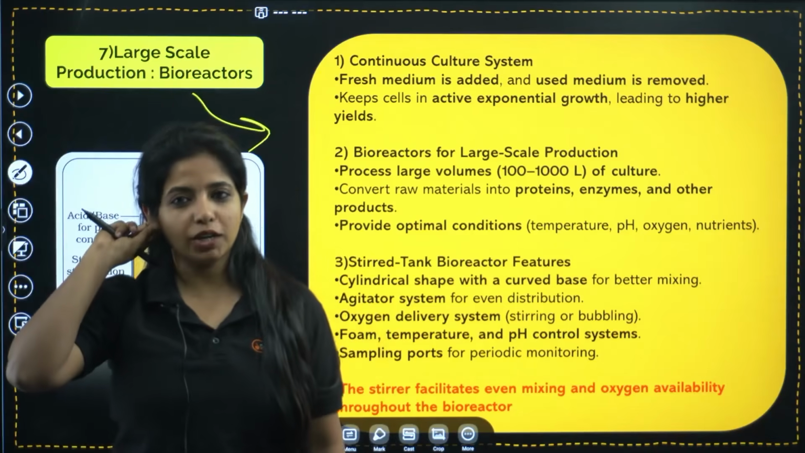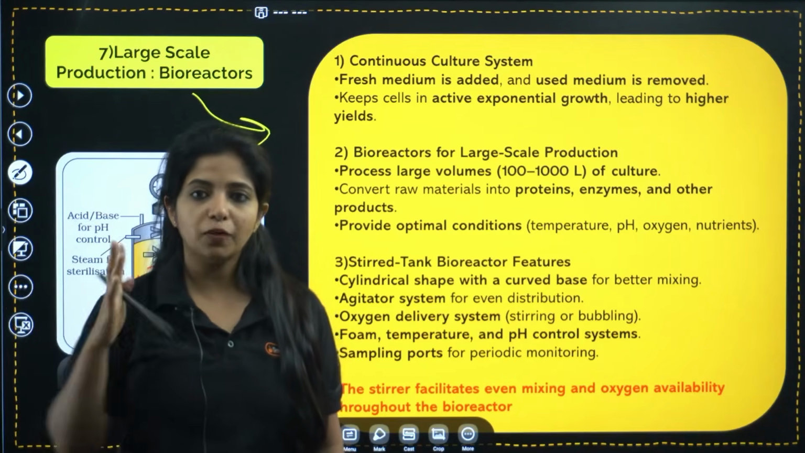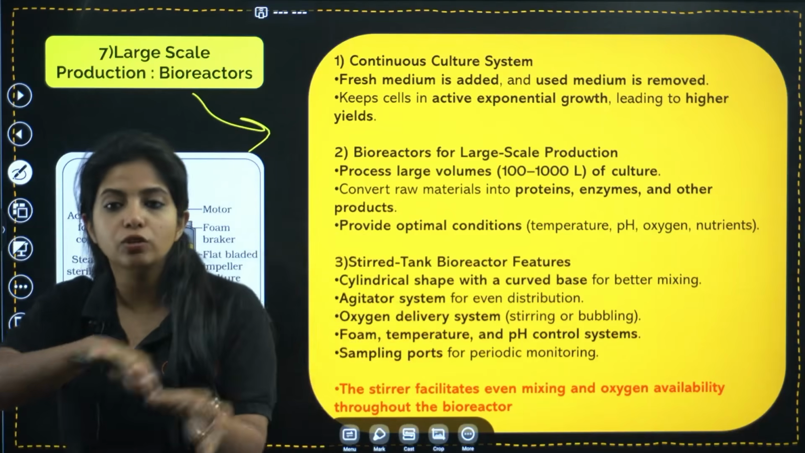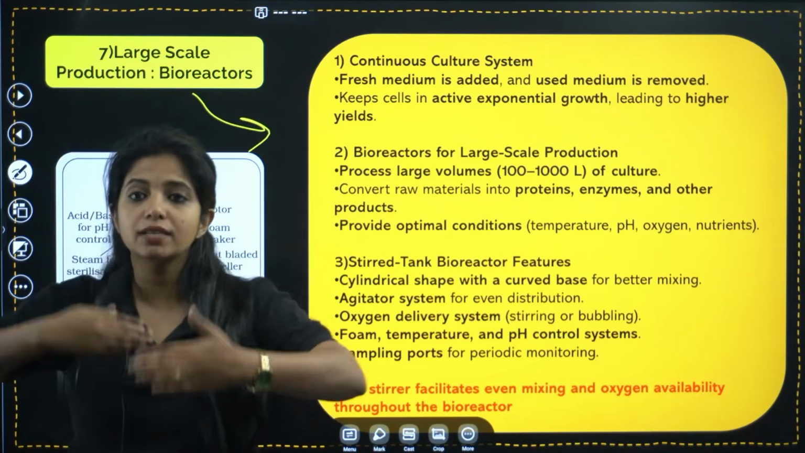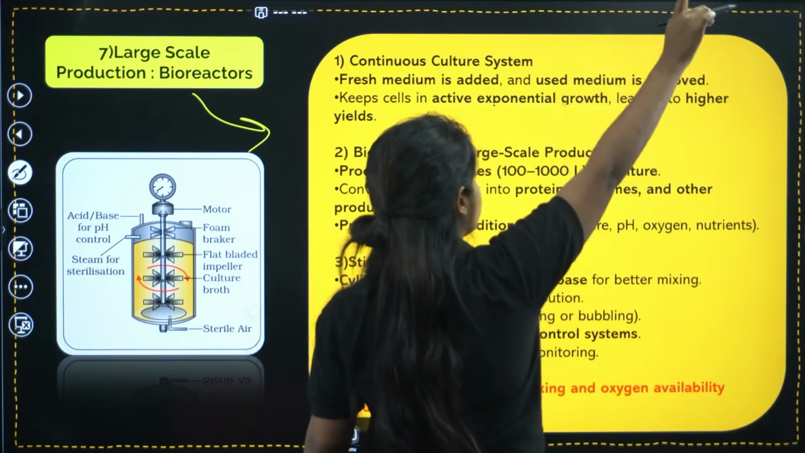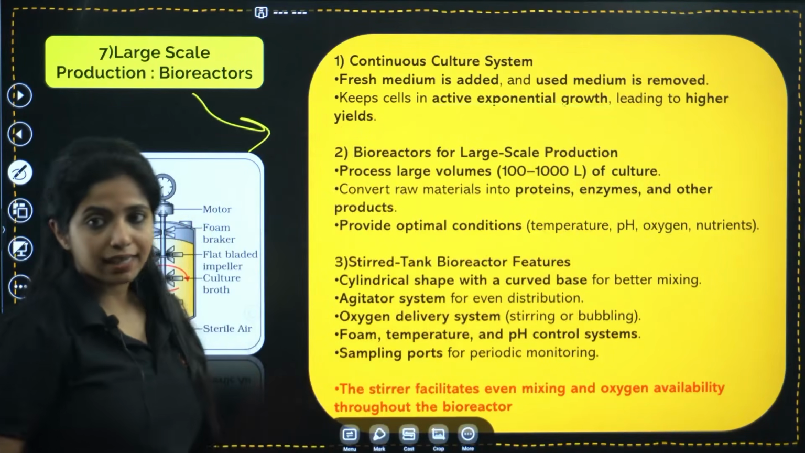So there are two ways you can do it. One is the continuous culture system, where you give the fresh medium and you remove the used medium. It keeps the cells in active exponential growth phase, leading to what? Higher yields. This can be done.